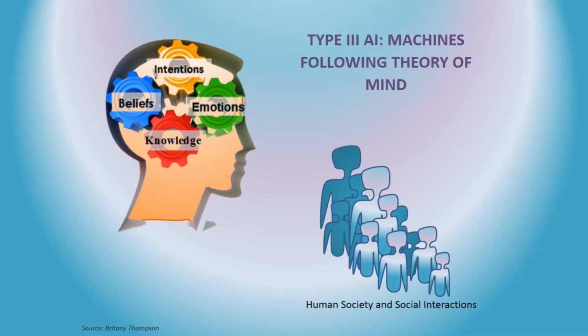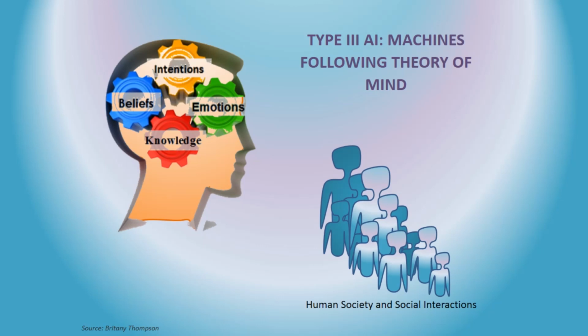Now let us take a look at Type 3 AI, that is machines following theory of mind. We might stop here and call this point the important divide between the machines we have and the machines we will create in the future. However, it is better to be more specific to discuss the types of representations machines need to form and what they need to be about.